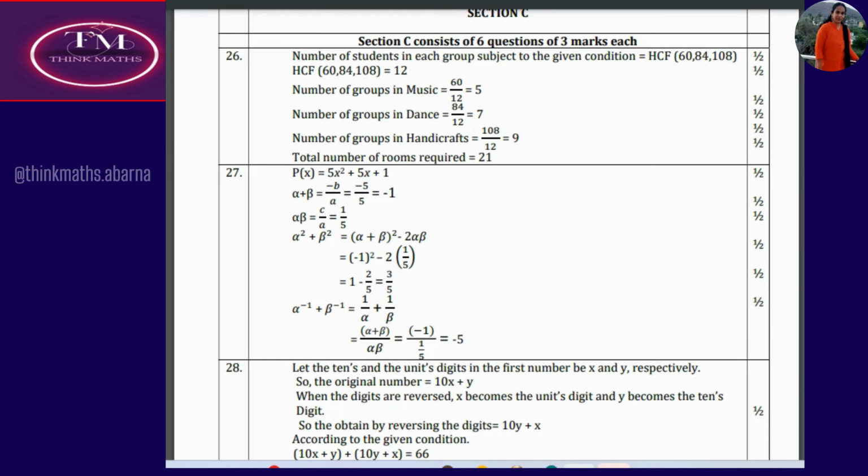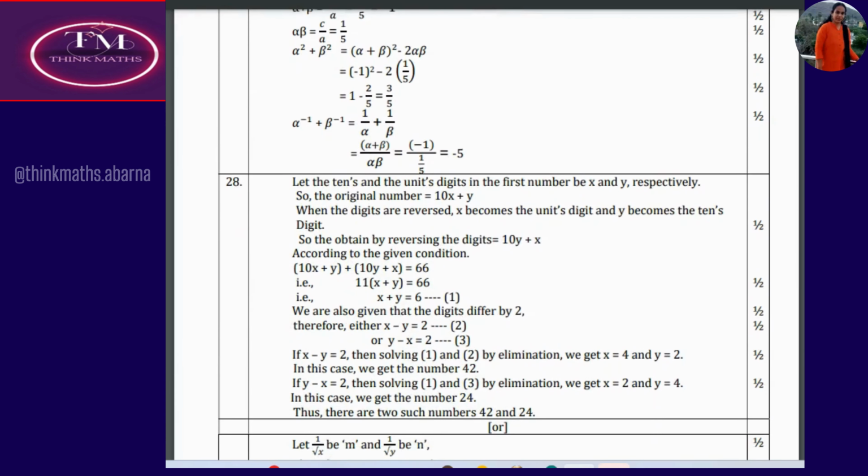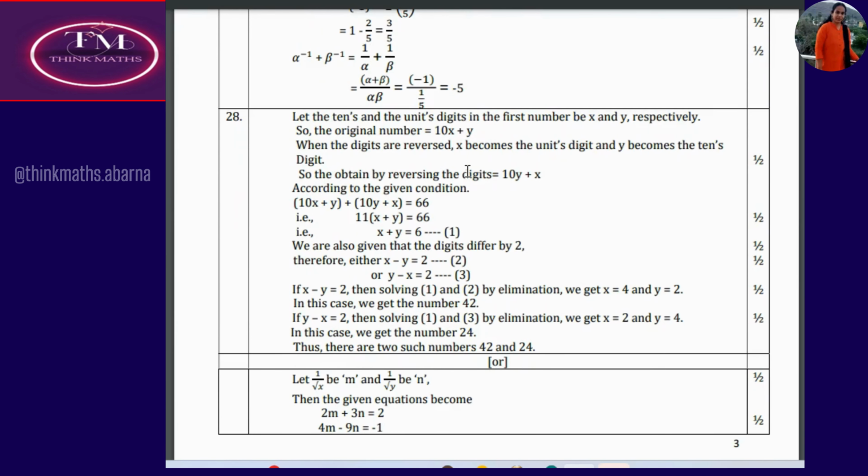Okay, children? So this is the sum. You have to find out the number. When it is reversed, its solution is 66. So this is the way we'll get the marks. For each step, you will get half marks.